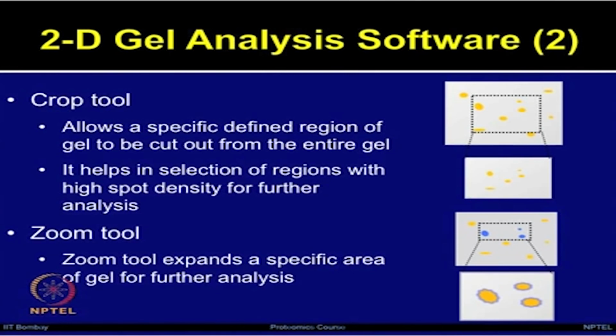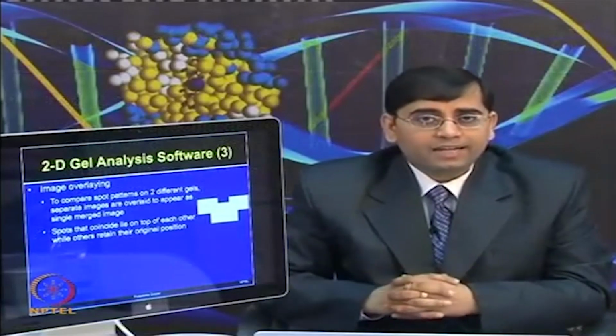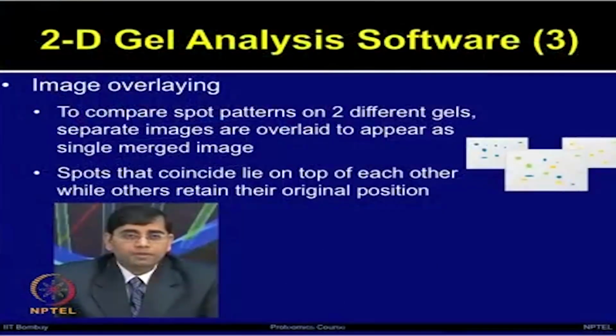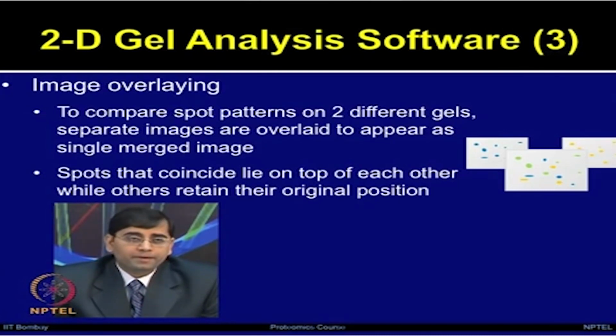Next, you would like to see your spots in more detail. So, you would like to use the zoom tool, which can expand a specific area of the gel for further analysis. Now, image overlaying is a very important aspect, because if you are comparing two gels, on one you have control, on the other you have treatment, you would like to overlay those images together to compare the spot pattern present on two different gels, because you have acquired two separate images.